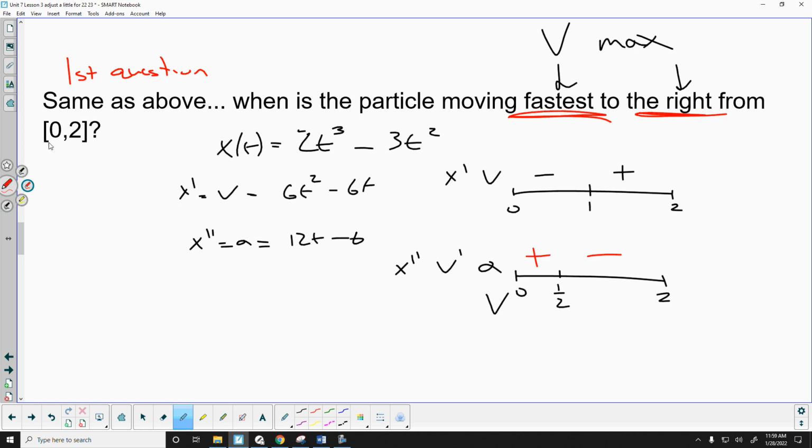Now, we probably would have guessed 2, if I asked you the question. Because you're like, oh, the velocity is negative, so I'm moving to the left. And then the velocity is positive, I'm moving to the right. But when's velocity going to be at a max? At 1/2. It seems weird, counterintuitive, but t equals 1/2 has got to be the max v.